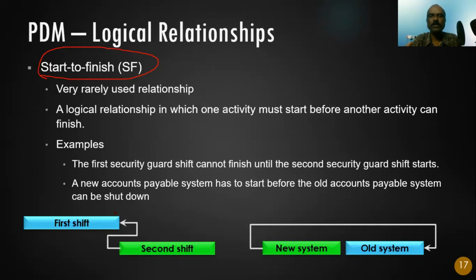So in finish to start, we don't care. We finish our activity, hand it over, and then we move on. We don't care what happens to the next activity. Whereas in start to finish, we wait for that guy to start. If that guy doesn't start, the second activity doesn't start, I don't stop my work. I keep on continuing.